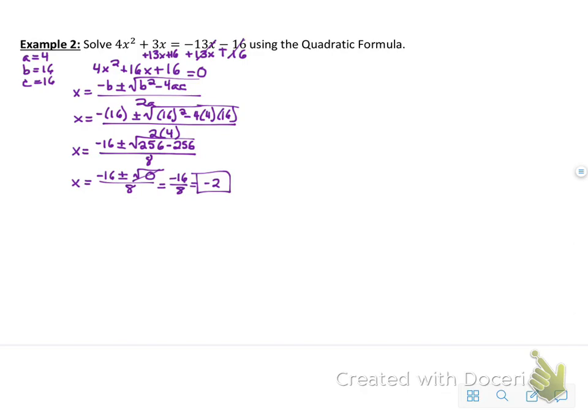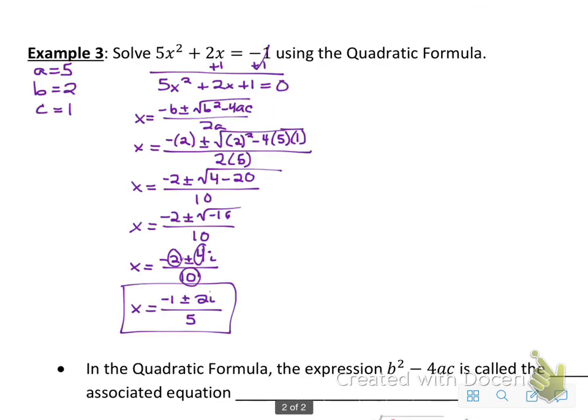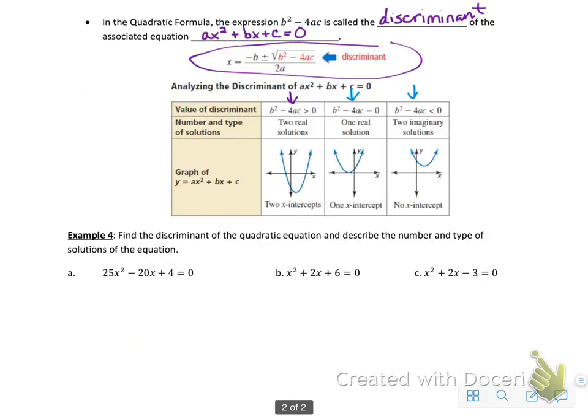That's one real solution. And then for two imaginary solutions, if it's less than 0, because a negative under the radical means you have to take out that i. So if you look at the example we just did, we have the square root of negative 16, which gave us 4i, which is an imaginary solution. So this trend works, and you can see that in all of the problems that you just did with me.